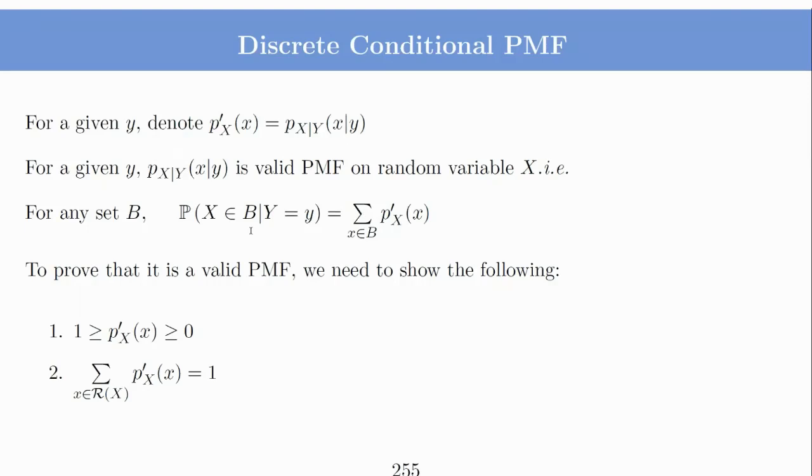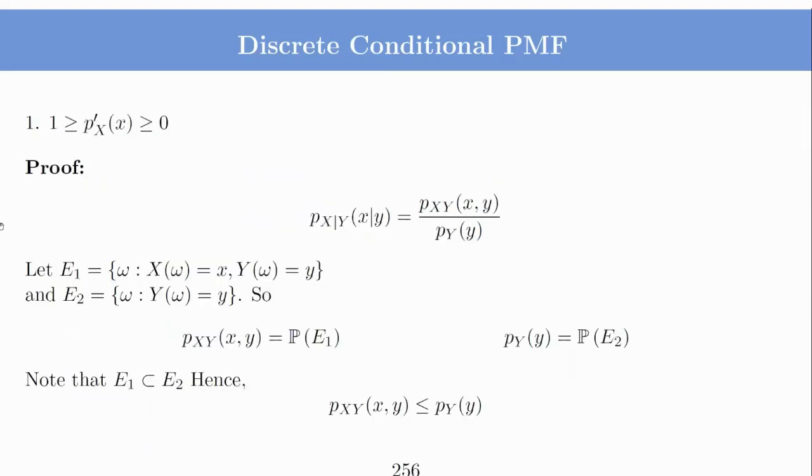To prove that this claim is true, that it's a valid PMF, we have to show that this takes values always between 0 and 1, and also that if I add all those values, it should be equal to 1. These two things I need to show. It should be between 0 and 1, and if you add all the values over the range of x, you should get 1. Then it's a valid PMF. So how do we prove this?